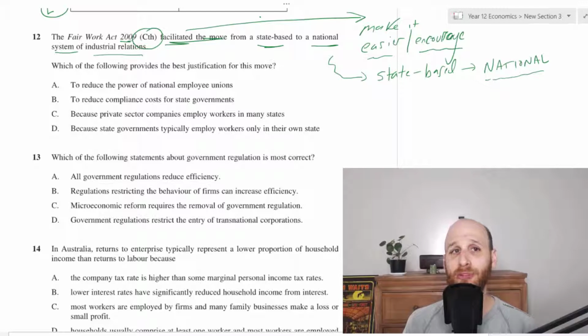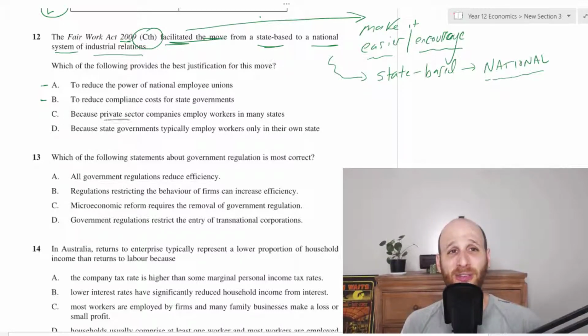Would the government be trying to reduce the power of national employee unions if they're moving from state-based to national? Look, maybe it's possible. Let's keep this in our consideration set. Are we trying to reduce compliance costs for state governments? I'm not sure whether it would make it more expensive. None of these are clear to me, so let's keep it going.